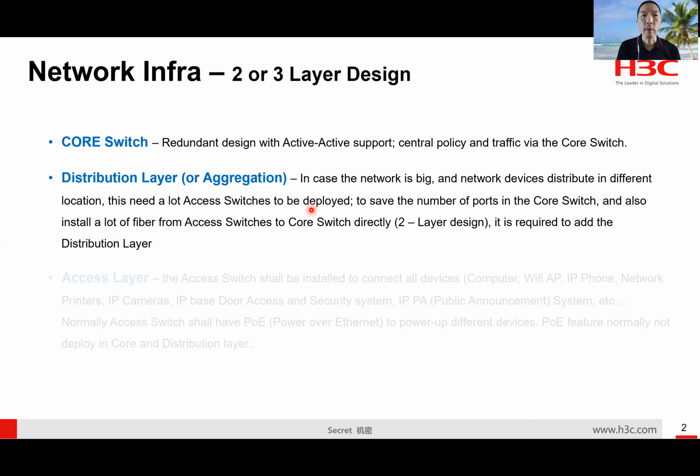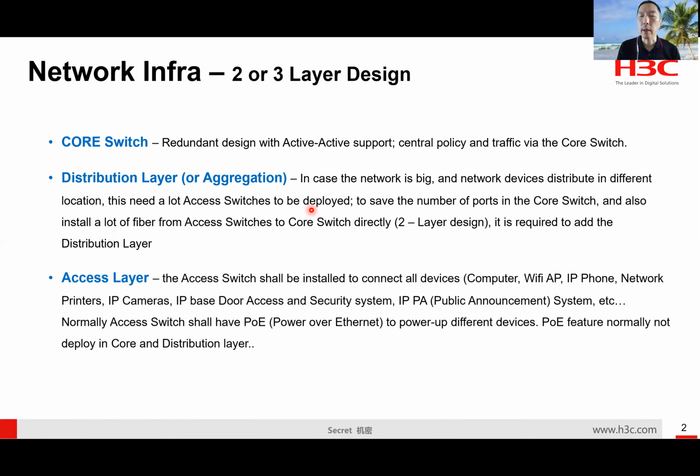So here, when we talk about network infrastructure, right? Normally, a network infrastructure in a school or an enterprise, we deploy a 2-layer or 3-layer design. So what is a 2-layer design? What is a 3-layer design? Normally you must have the core switch, where all the traffic is centralized, wired through the core switch from point A to point B. So the core switch is very, very important.